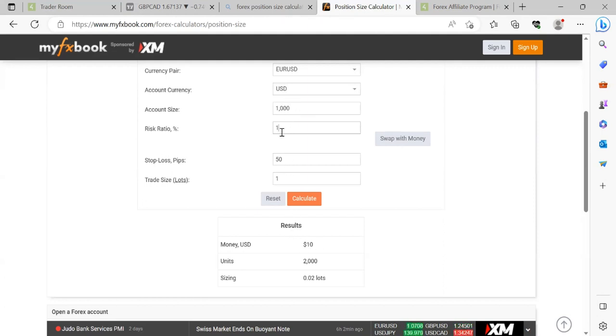So let's go to an aggressive trader. Let's say the person is using 10%. He likes to expose 10% of his account with a 50 pips stop loss. Let's calculate. Can you see? That person will be losing $100 on a single trade. And the lot size the person is going to use is 0.2, compared to 0.02.